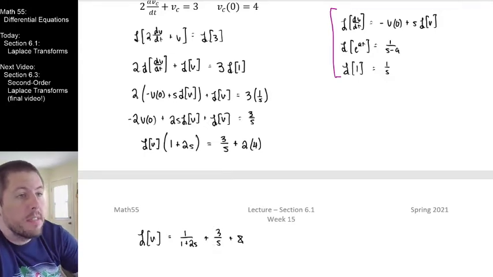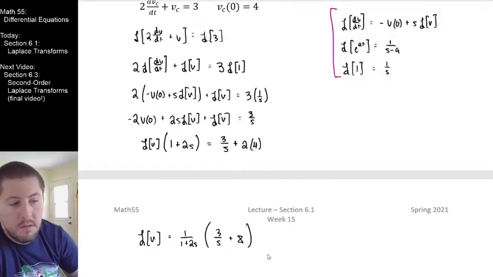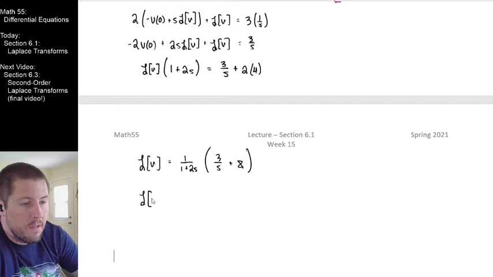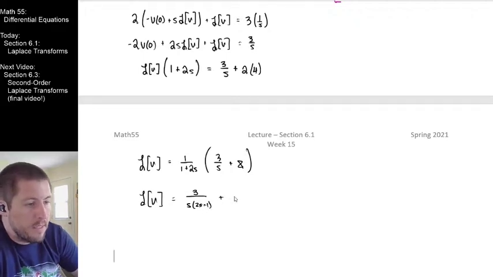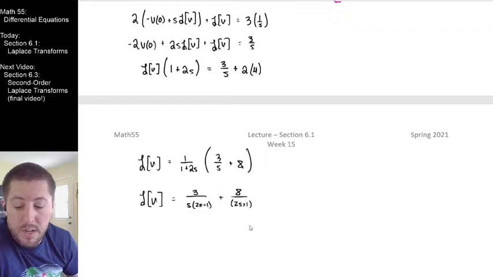No, it is not. The other small algebra mistake that I just made is that I was dividing both sides of the equation by this 1 plus 2s in the denominator. So that should be 1 over 1 plus 2s multiplying this 3 over s plus 8 that we've got right there. And so my Laplace transform of v is going to be 3 over s times 2s plus 1 plus 8 over 2s plus 1. All right. So we've now finished solving for the Laplace transform of v.